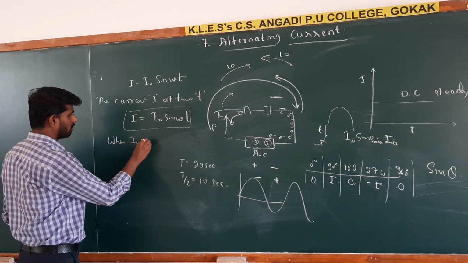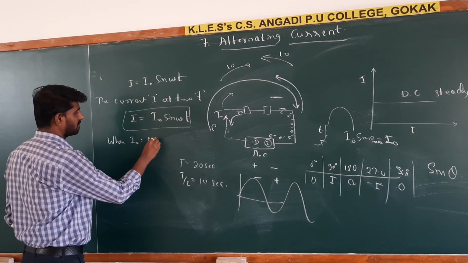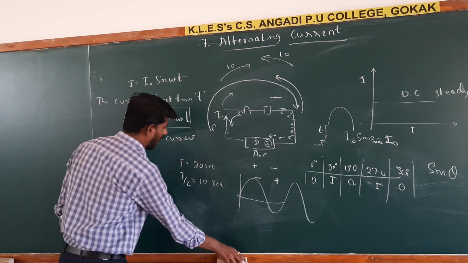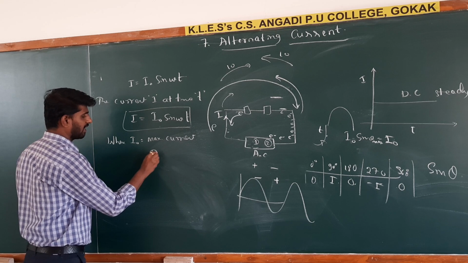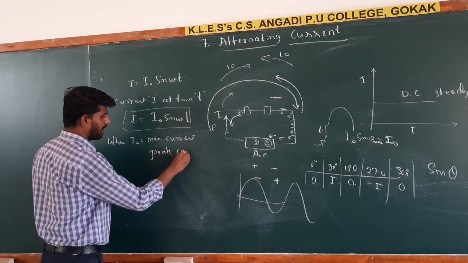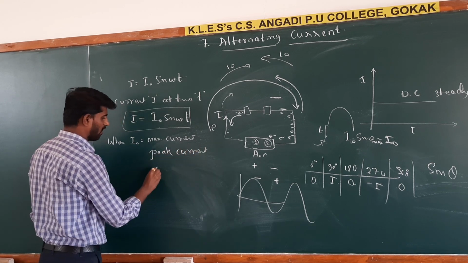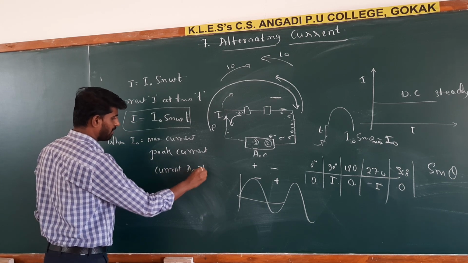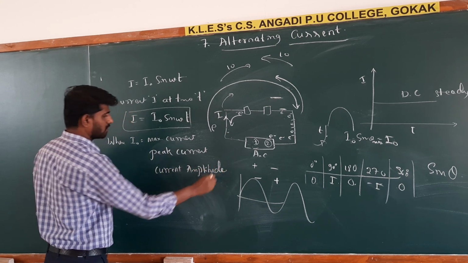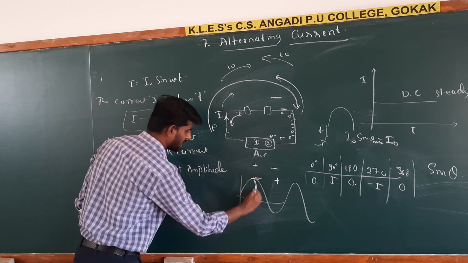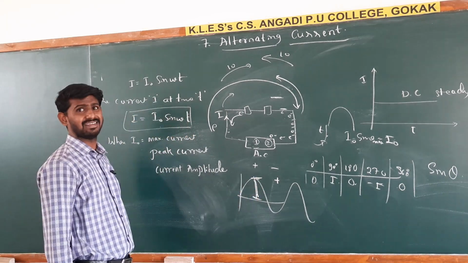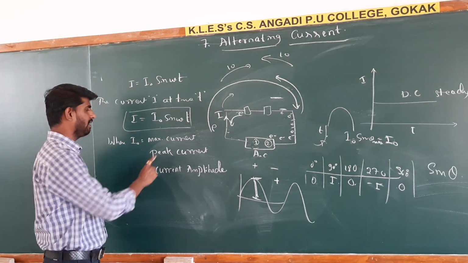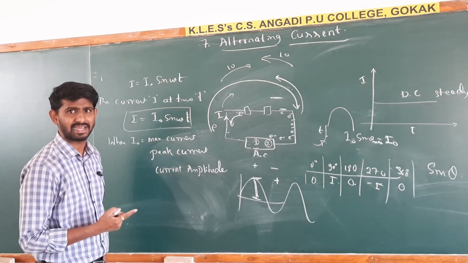I naught is equal to the maximum value of current, or it is called the peak current. This is called peak current, or it is also called current amplitude. So this value here to here, the maximum value of the current in a particular phase, that is called I naught. You can write the peak current or peak value of current.